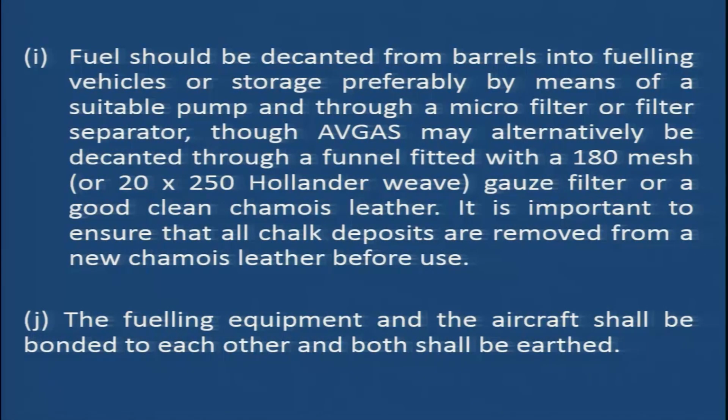So, these are some of the precautions when the fuel is decanted from the barrels into the fueling vehicles or storage or into the aircraft. The fuel needs to be properly filtered and some precautions need to be observed. The fueling equipment and the aircraft shall be bonded to each other and both shall be earthed. So, a very important precaution is that during the fueling procedure, the fueling equipment and the aircraft shall be properly bonded to each other and shall also be earthed.